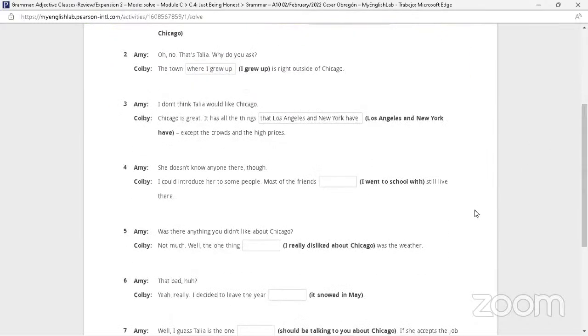Number 4. She doesn't know anyone there, so I could introduce her to some people. Most of the friends who I went to school with still live there. Was there anything you didn't like about Chicago? Not much. Well, the one thing I really dislike about Chicago was the weather.